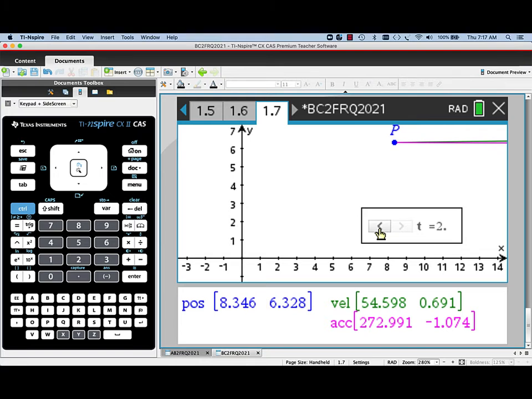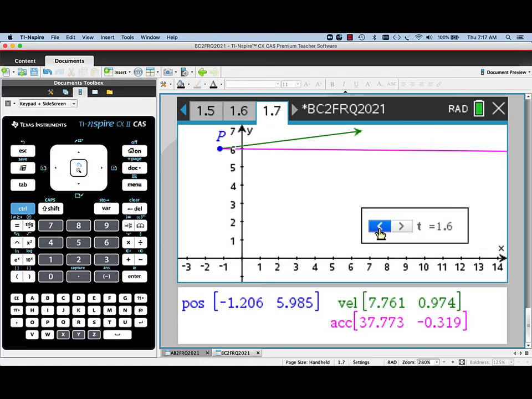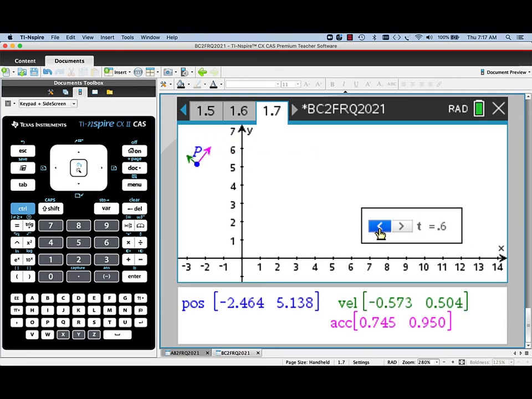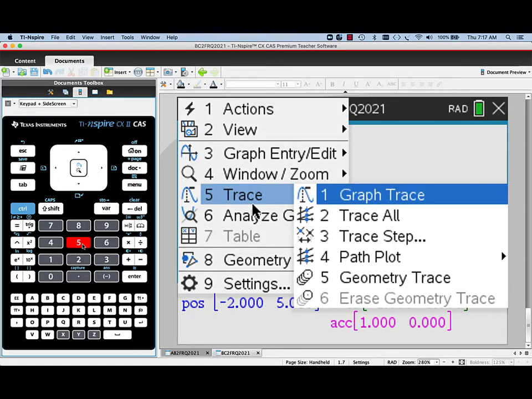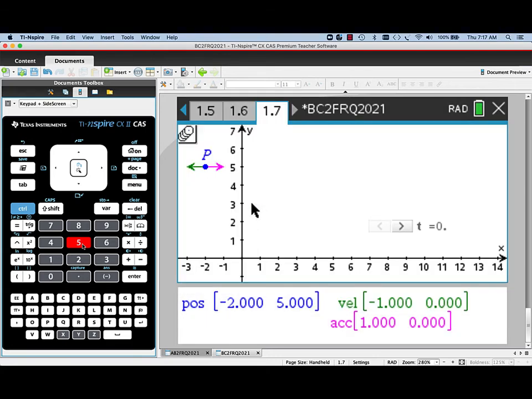All right, I'm going to back up now, move the time back to 0, and illustrate a couple of other things we can do with this file. One is we watch the particle dynamically move, but we might want to see a picture of the path that it traces out. So I'm going to go to Trace and choose Geometry Trace. And now I'll select the point P.